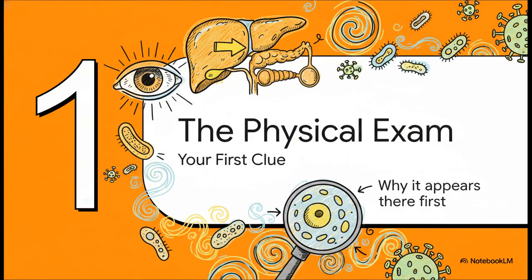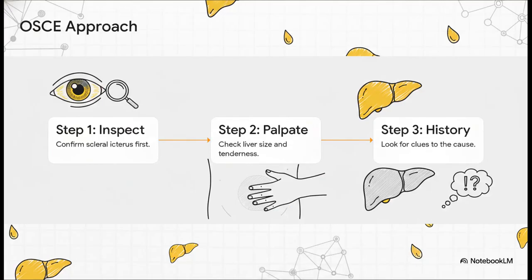Everything, and I mean everything, starts with that physical exam. And more specifically, it starts with you understanding exactly what you're seeing. See, the examiner doesn't just want you to say the patient's eyes are yellow. They want to know that you get why the yellow shows up there before anywhere else. Your approach here has to be systematic. It needs to be second nature.